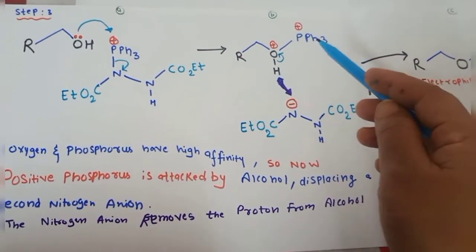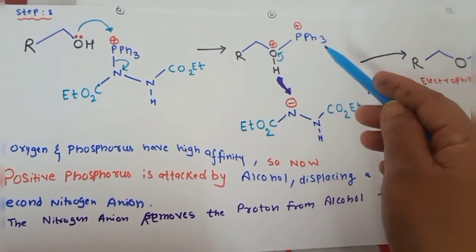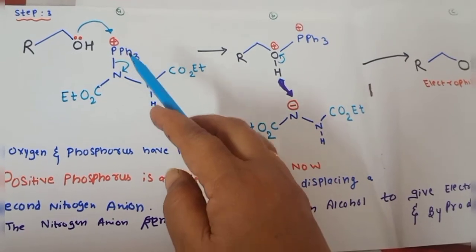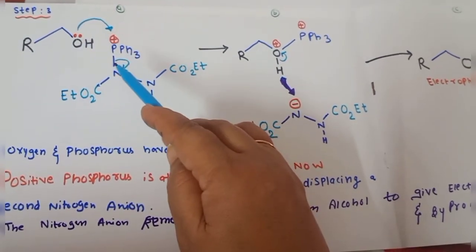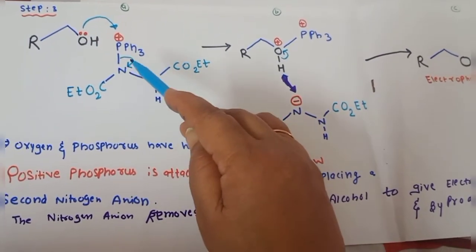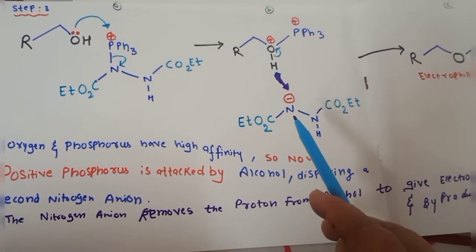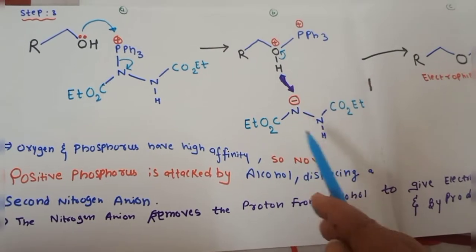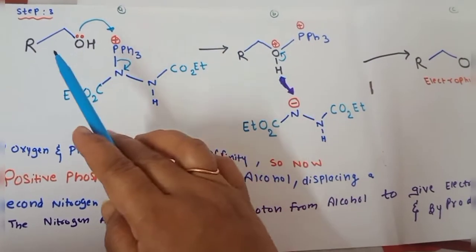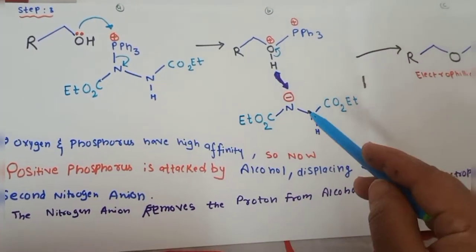So we will have an electrophile species, that is ROH PPh3. What happens here? This PPh3 will get attached. When this PPh3 gets detached from here, this nitrogen will gain the negative charge again. So we have the second nitrogen anion ready in this reaction. So in the first part the alcohol will attack, and in the second part, what happens here?